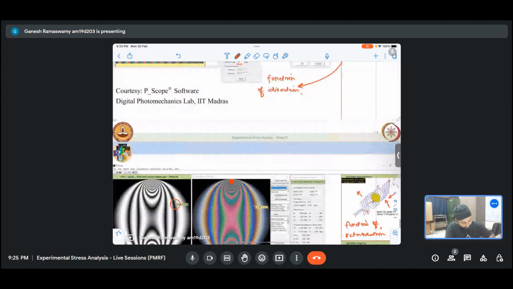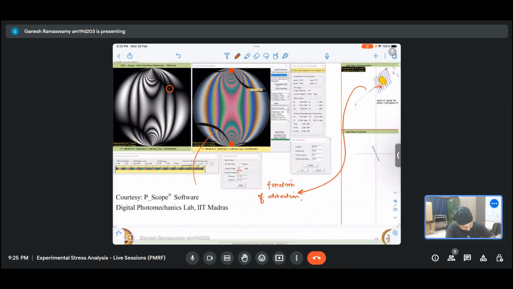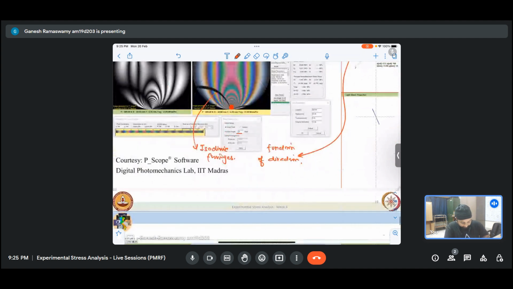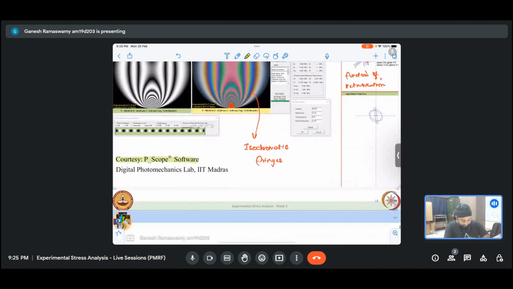While this black band shows the isoclinic fringe, which is superimposed over the isochromatic fringe. Both of these have been taken from software developed at the Digital Photomechanics Lab, IIT Madras. I just covered this example so that the idea behind the polarizer analyzer crossed combination and the retardation which I had explained becomes more clear. Thank you.